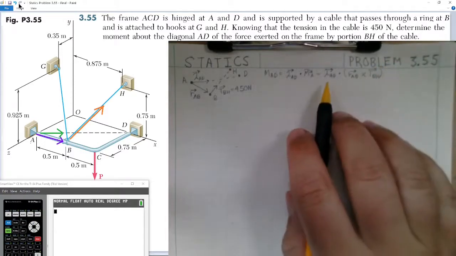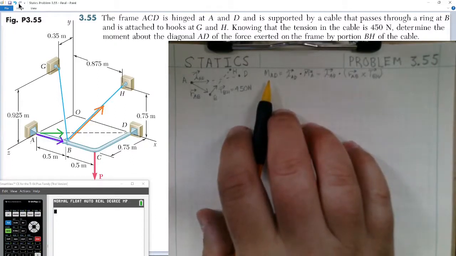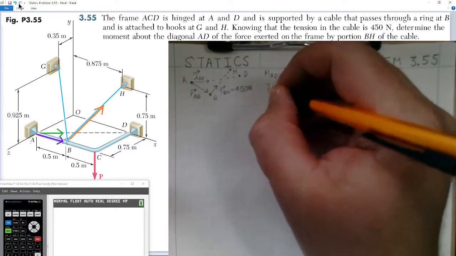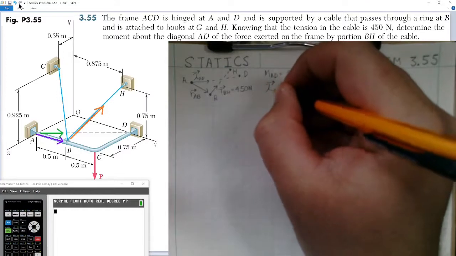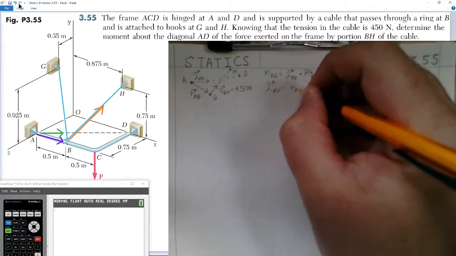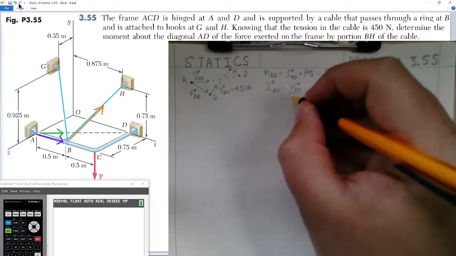So we need to find each one of these components of our equation, and then we can solve for the moment about axis AD. So first up, we're going to find the unit vector AD. So the unit vector A to D would simply just be the position vector going from A to D divided by the magnitude of this position vector A to D.